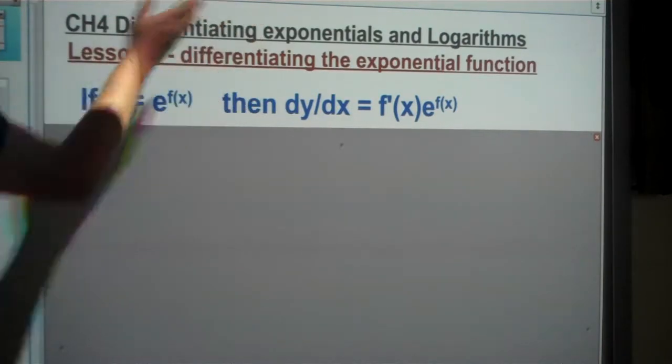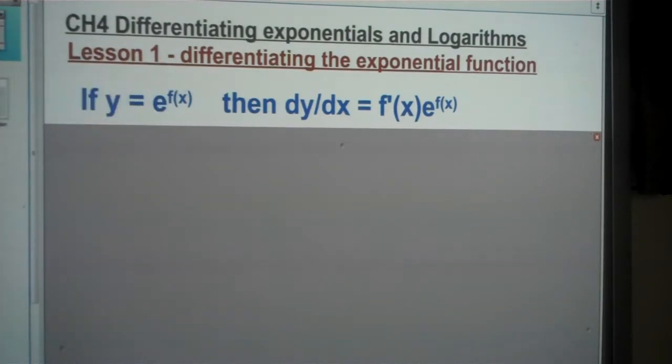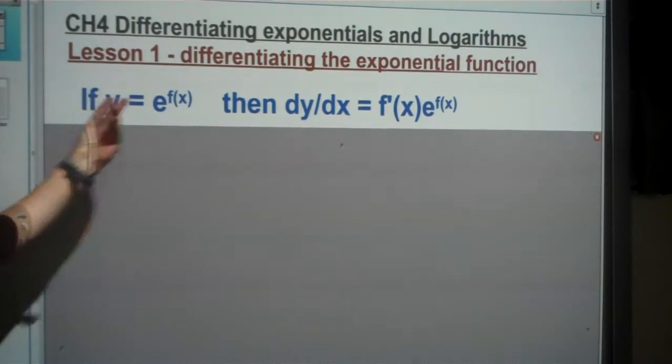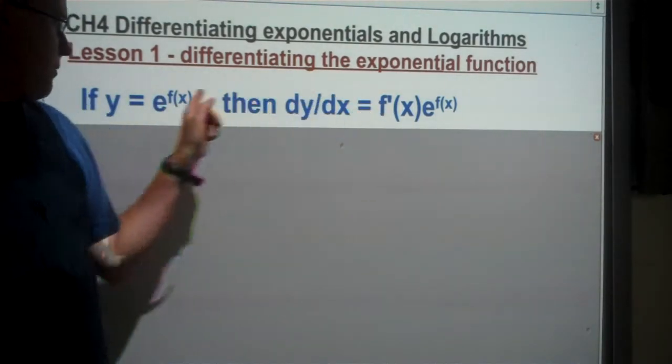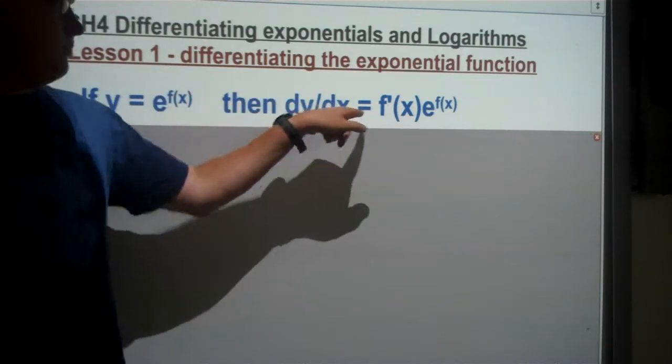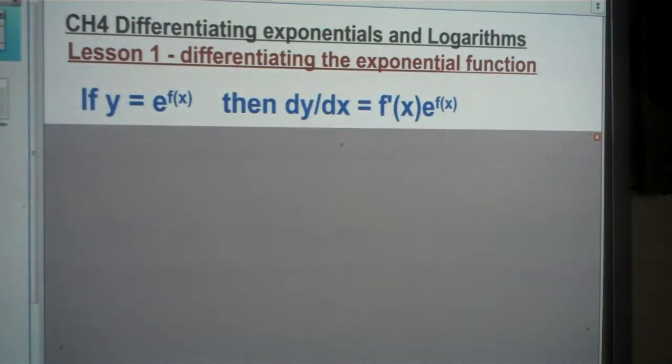So for exponentials, which we're going to focus on to begin with, if we have y equals e to the power of something, and I'm just going to call it f of x, some function, then if we want to differentiate this, what we do is we differentiate the exponent and bring it to the front, and then we just write exactly the same thing again. Now that rule is listed on your formula sheet.